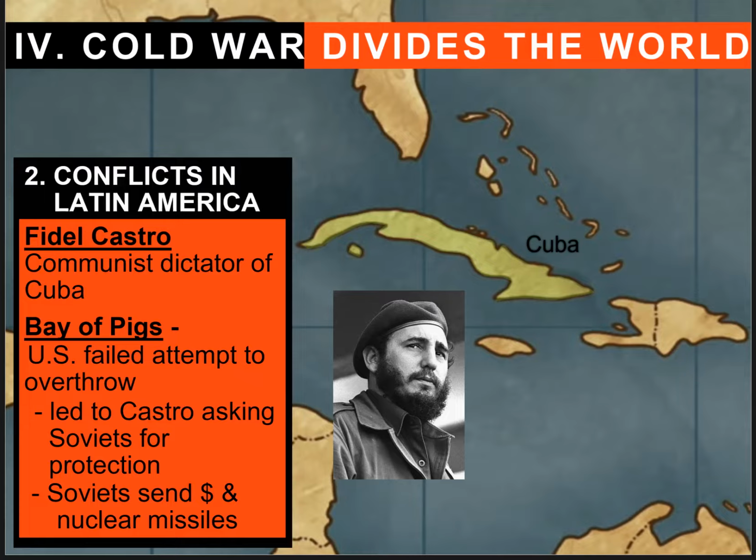In 1960, the CIA began to train anti-Castro Cuban exiles. In April of 1961, they invaded Cuba, landing at the Bay of Pigs. However, the United States did not provide the hoped-for air support for this invasion. Castro's forces easily defeated the invaders, humiliating President Kennedy and the United States.